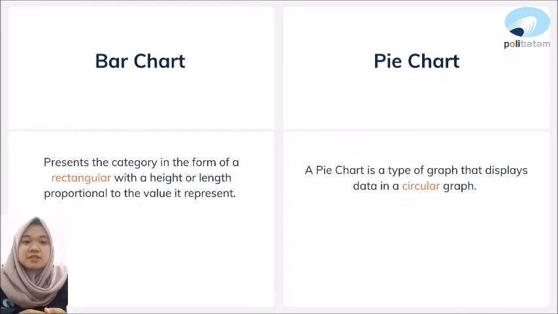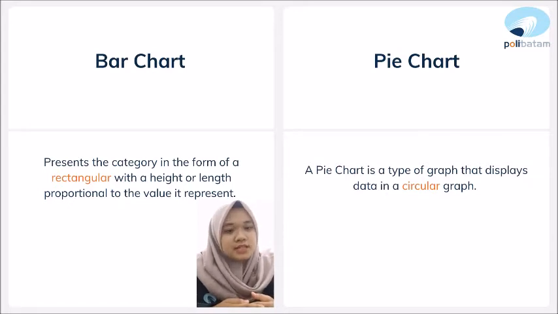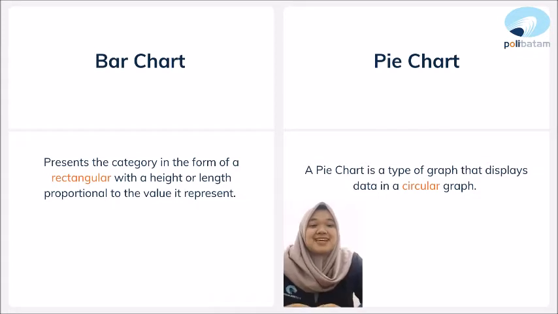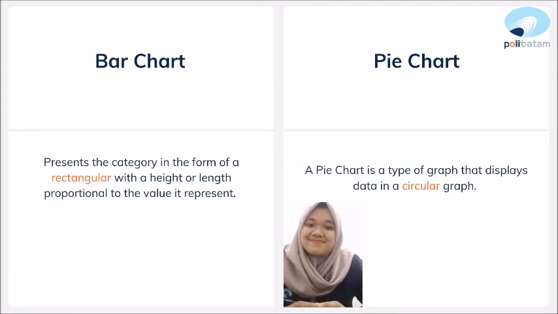Okay, now I'm going to explain the difference between a bar chart and a pie chart. First, the bar chart. A bar chart presents categories in the form of rectangles with a height or length proportional to the value it represents. A bar chart can be made vertically or horizontally. Second, a pie chart. A pie chart is a type of graph that displays data in a circular graph. The entire pie represents 100% of a whole, while the pie slices represent portions of the whole.